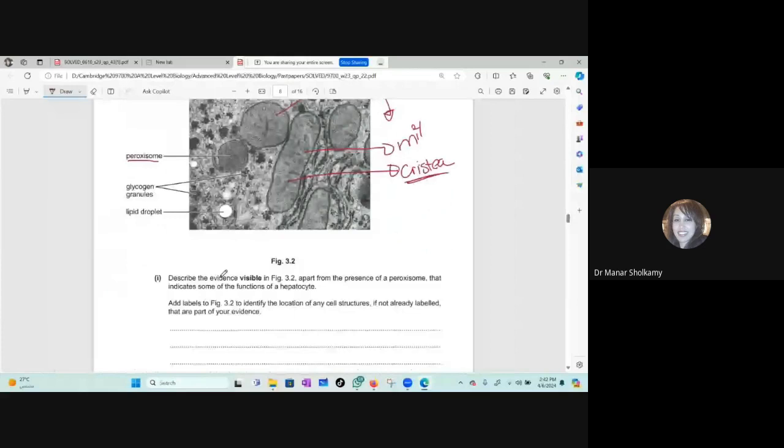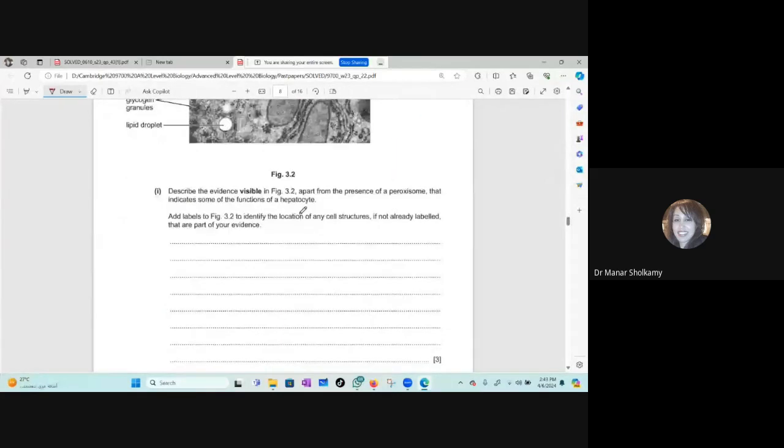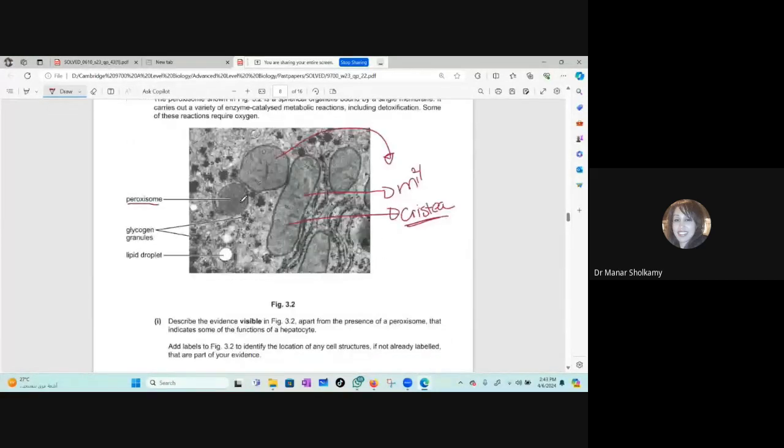Okay, let's see what these people want. Describe the evidence visible in figure 3.2, apart from the presence of a peroxisome, that indicates some of the functions of the hepatocyte. Add labels to figure 3.2 to identify the location of any cell structure, if not already labeled, that are part of your evidence. Okay, now, what can you label? We just did. What can you label other than the mitochondria? What can you see that can be labeled? What's this?